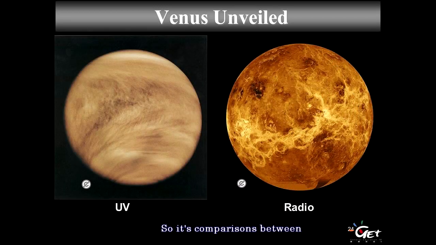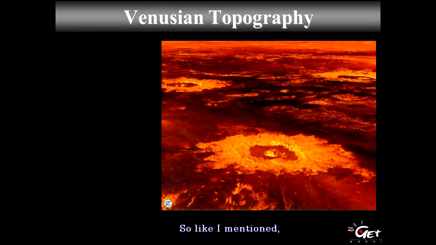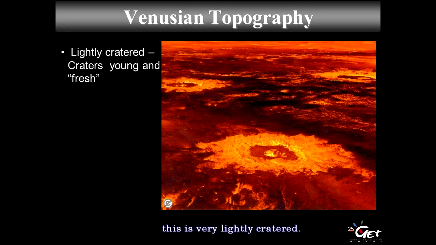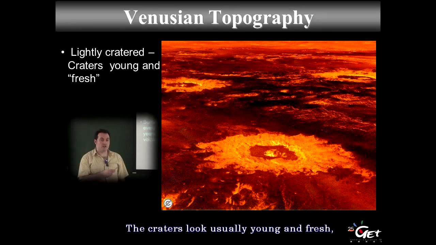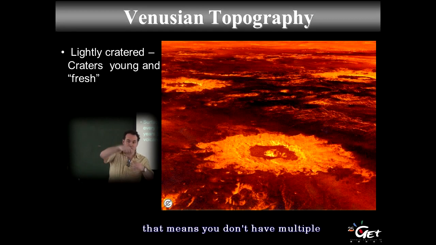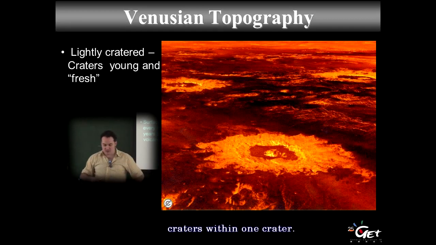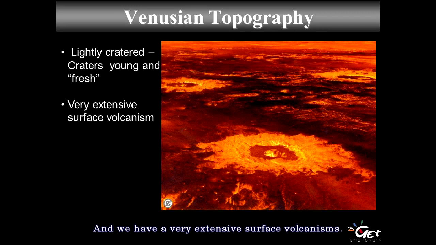So this is a comparison between images taken in the UV, where everything is reflected by the presence of clouds, and radio, when you go through it. So we can now detail very well the topography of the surface of Venus. Like I mentioned, this is very lightly cratered. The craters look usually young and fresh. That means they don't have multiple craters within one crater. And we have very extensive surface volcanism.